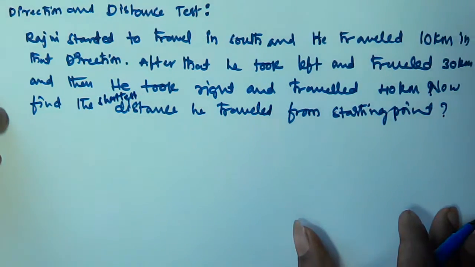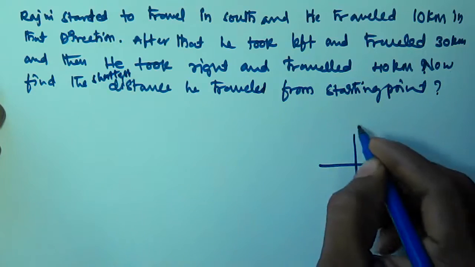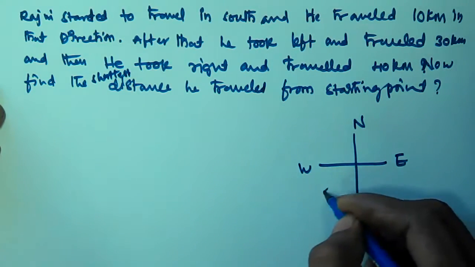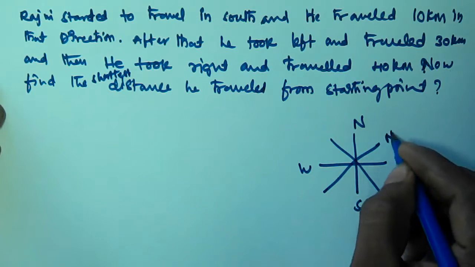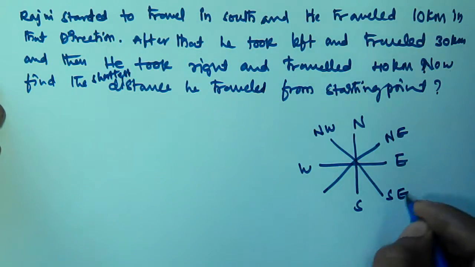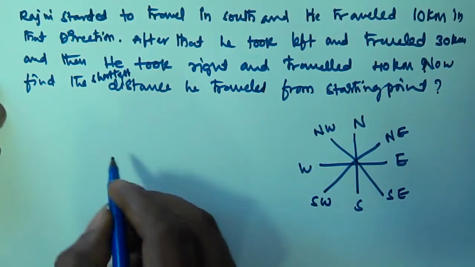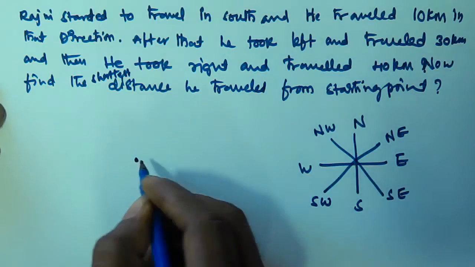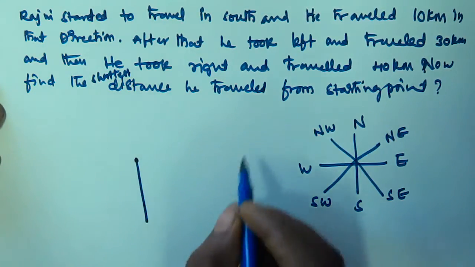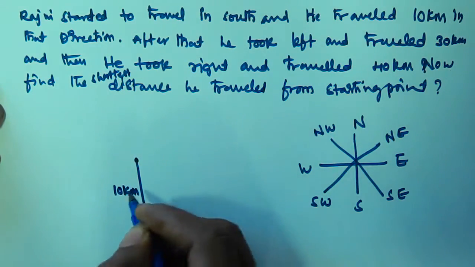Okay, so now let's take the basic directions. Those are north, south, east, west, and then this is northeast, and this is northwest. This is southeast, and this is southwest. So Rajni started to travel in south direction. Assume somewhere he started. So south is in the downward. So he traveled south, and he traveled 10 kilometers.